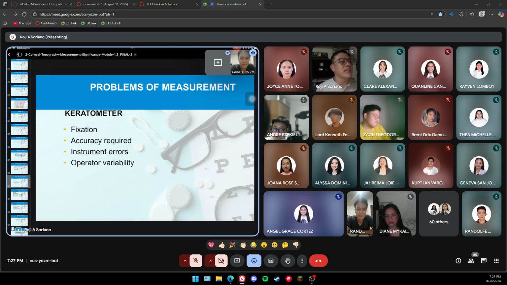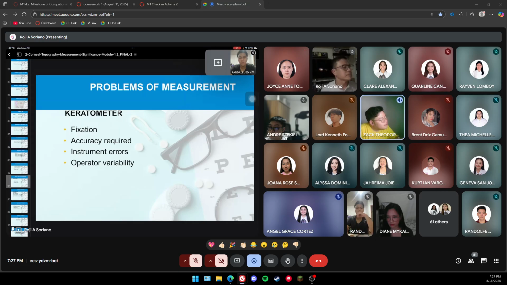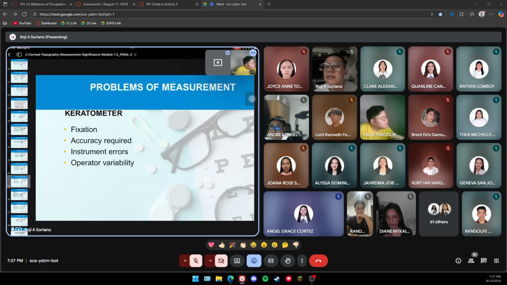Operator variability. Okay, like I have an RX, the other does not have RX. So that's why you have your ocular piece, right? So you can change the clarity. Okay, but what other operator variability are we talking about here?